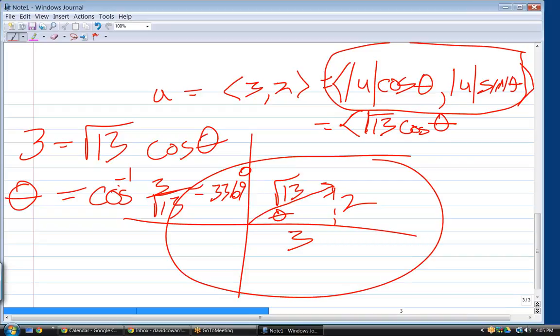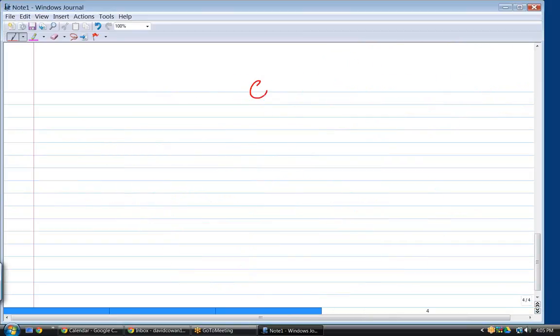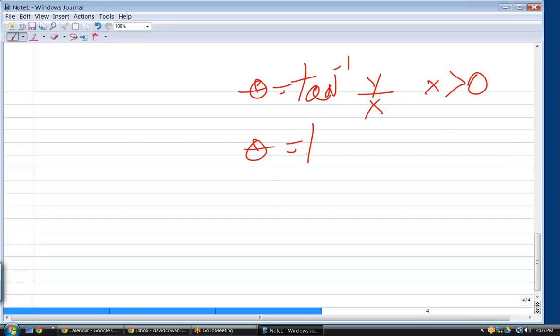Now, would it be like that in the other quadrants? No, here's how you do it. And this is the best way I've ever heard. Theta is equal to the inverse tan of y/x as long as x is positive. It's equal to the inverse tan of y/x plus pi if x is negative. Now, look at that closely. You don't get too many definitions that way. In other words, it's not saying you add pi if y/x is negative. The only thing we care about is the denominator.